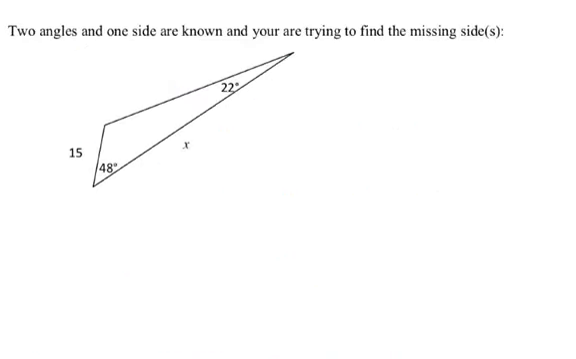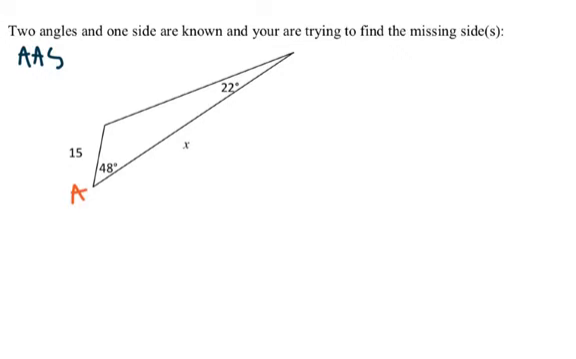Alright, so for this one, we've got two angles and one side, and we're going to try and find the missing sides, or in this case, again, we're just going to look for X here. So this would be a case where we have angle, angle, side. So first thing I'm going to do again is label the sides and angles, according to A, B, and C, so that I can figure out how I'm going to use this formula.